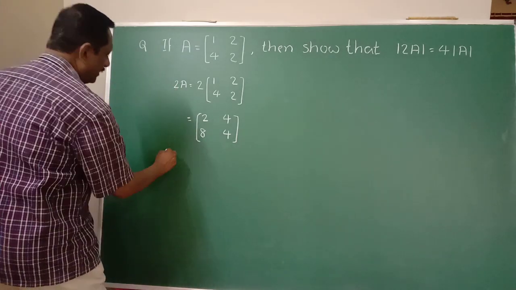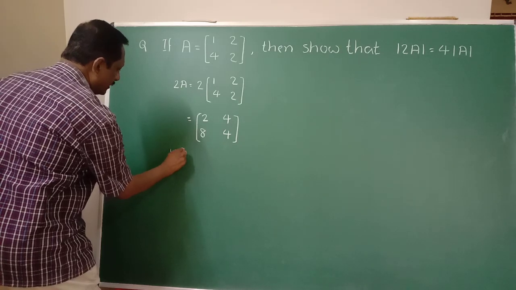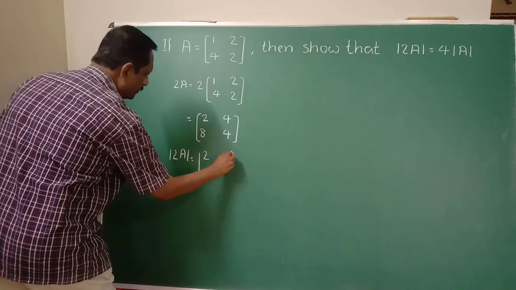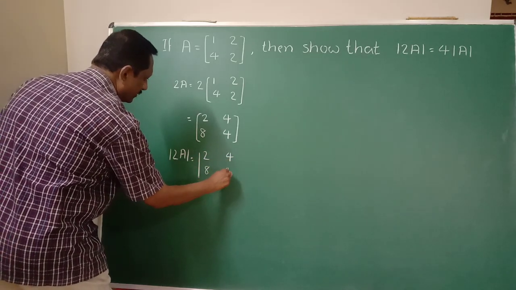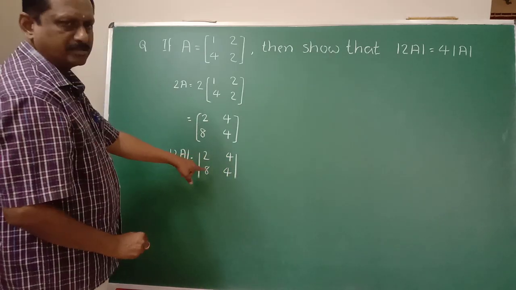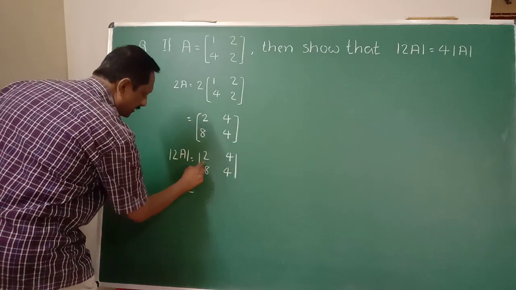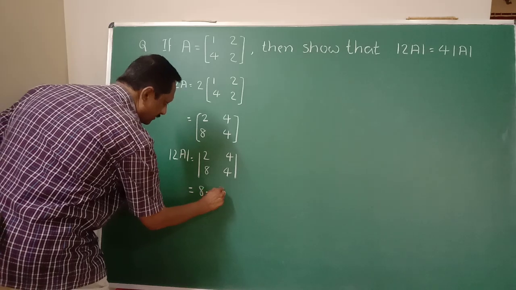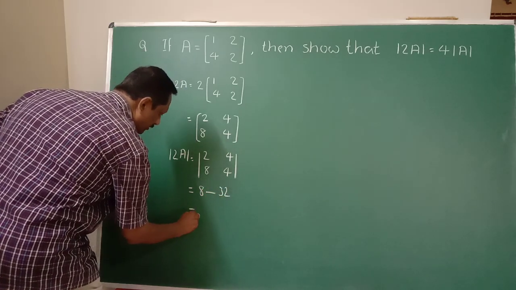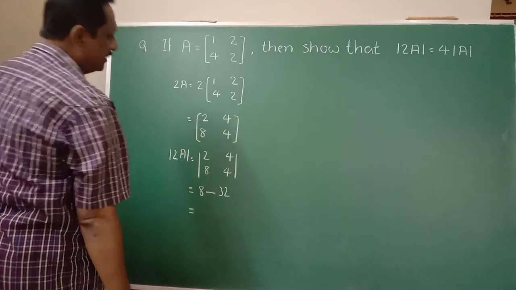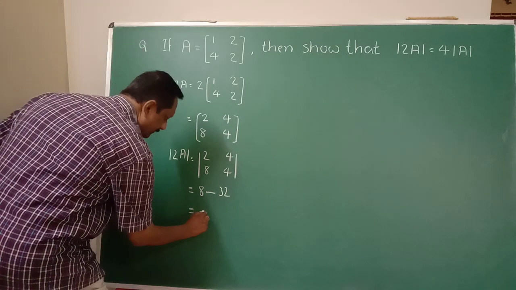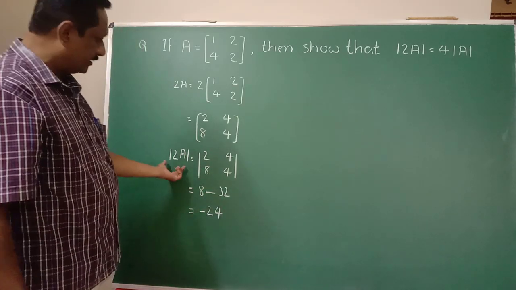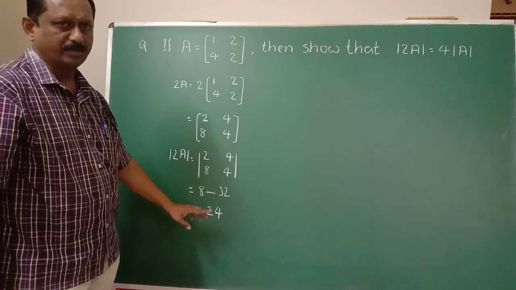Then find its determinant. So determinant of 2A is equal to determinant of [2, 4; 8, 4]. Then expand this determinant. Multiply the diagonal elements: 2 4s are 8, minus 8 4s are 32. Then 8 minus 32 is minus 24. Determinant of 2A is equal to minus 24.